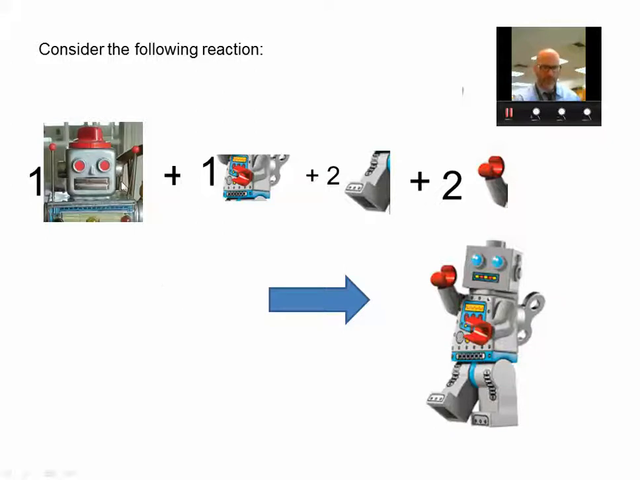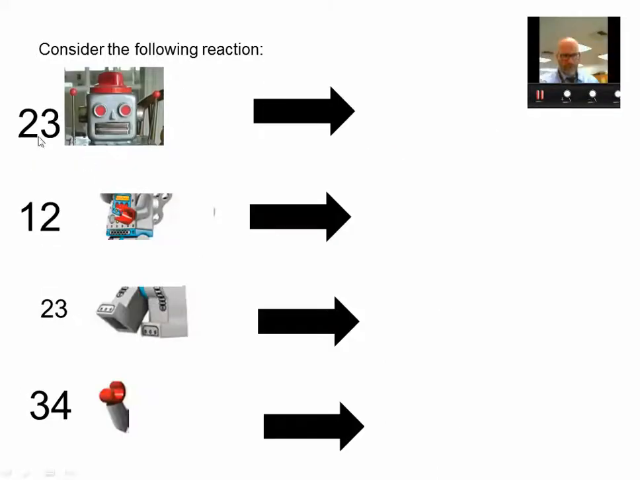So let's look at this reaction. If you have one robot head plus one body, two legs, and two arms, you can make one robot. So, if we add 23 heads, 12 bodies, 23 legs, and 34 arms, how many robots could we make? So let's look at this individually. The way we're going to solve this with robots first is think of each of these as a reactant, and we're going to look at how much product we can make with each of our reactants.